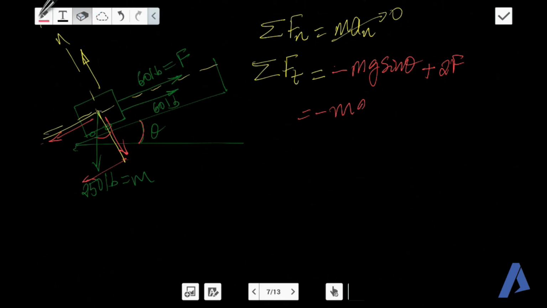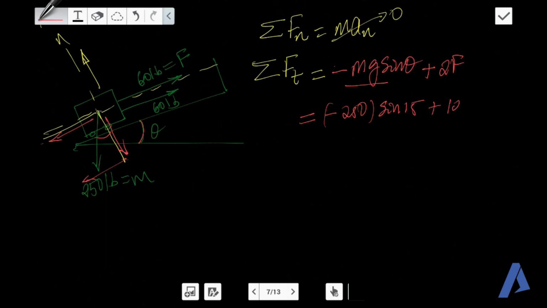So equals minus 250 times 9.8, sorry, the weight is what is given, times sin 15 degrees, plus 120. This will be 55.3 pounds in the tangential direction. So what is required?